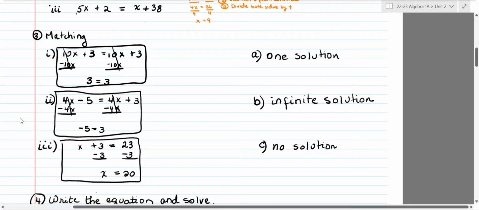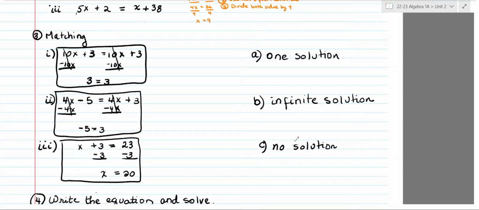Matching. One solution, infinite solutions, and no solution. Well, no solution is when the variable cancels and you're left with something that's not a true statement. So once the variables cancel here, 3 does equal 3, this is a true statement. Negative 5 equals 3, this is a false statement.